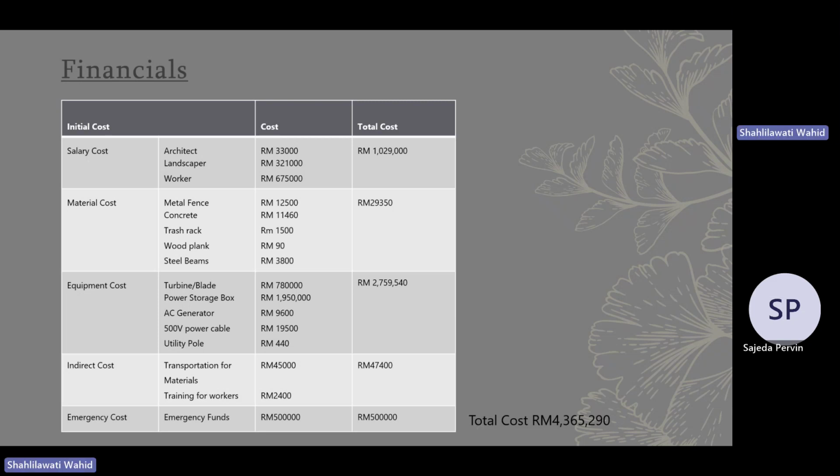And for the indirect cost, we will spend 45,000 for transportation, as we'll be renting truck services to transport our materials. We'll also conduct training for the workers, which will cost around 2,400. And last but not least, for the emergency cost, we'll spend around 500,000 for emergencies. So if we add up all the total costs, it will be around 4.4 million.